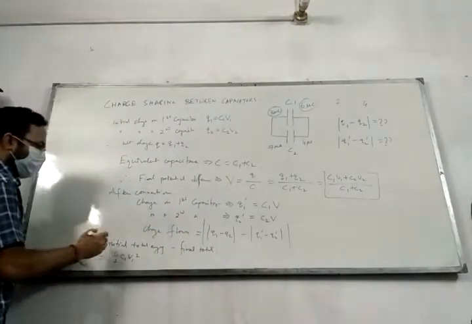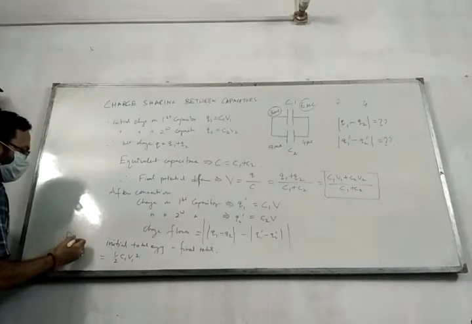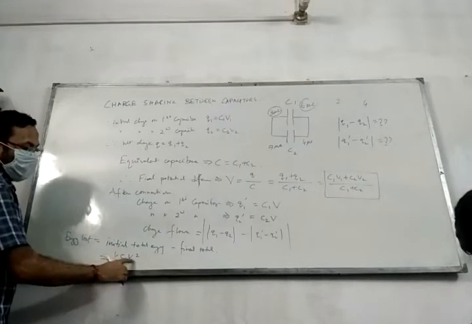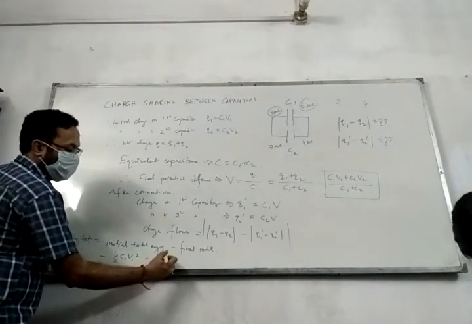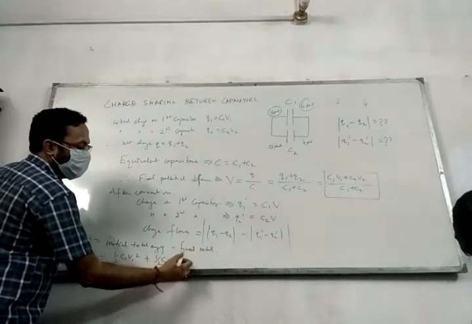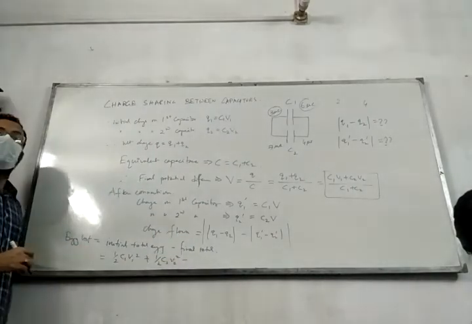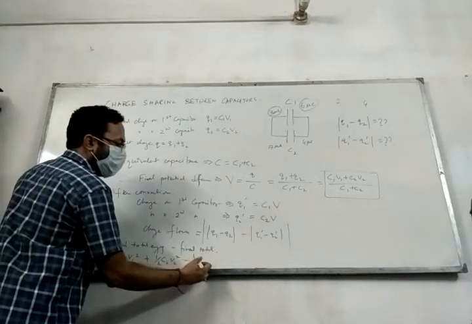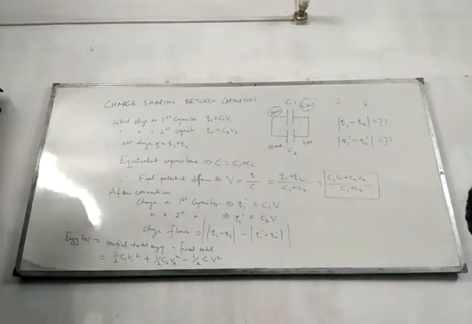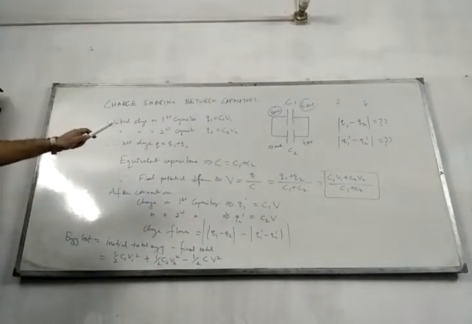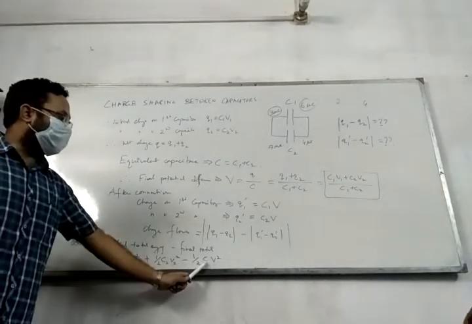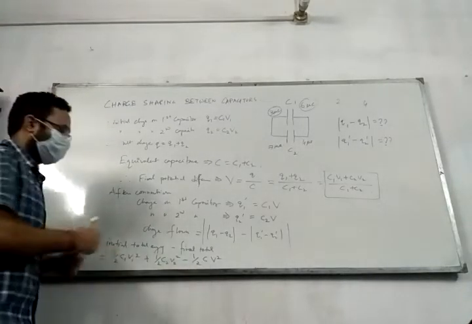So the energy difference, the energy lost, is equal to the initial total energy, half C1 V1 square plus half C2 V2 square, minus the final total energy. The final total energy is half C V square, where C is the total capacitance and V is the common potential. Okay, this is the final total energy.